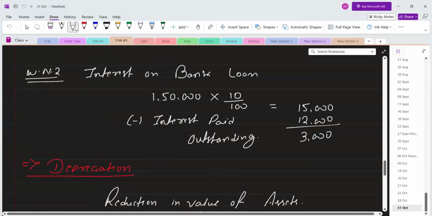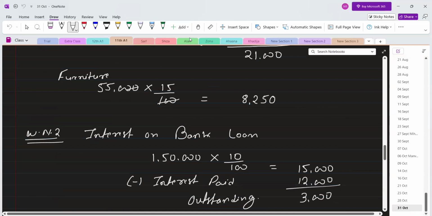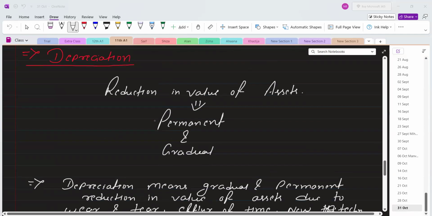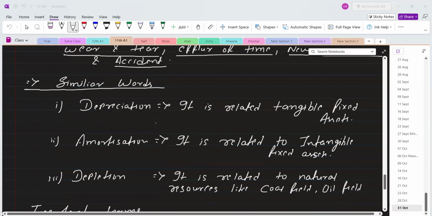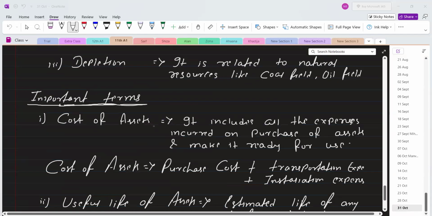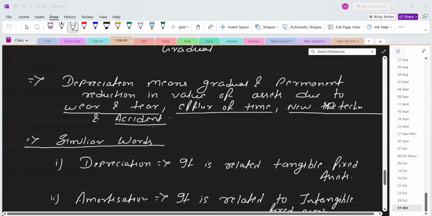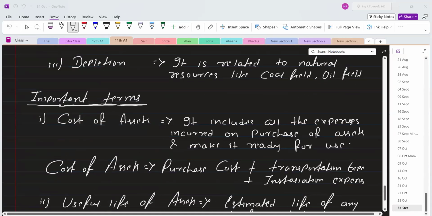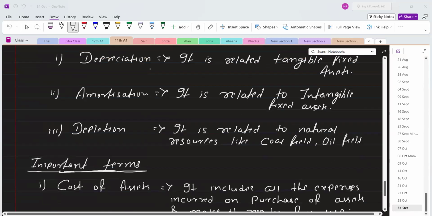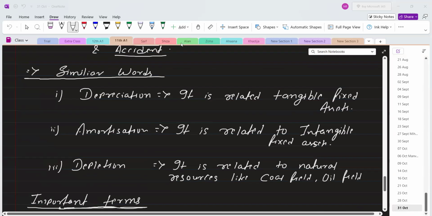Okay, so we have covered, I think, the depreciation definition, similar words, important terms.